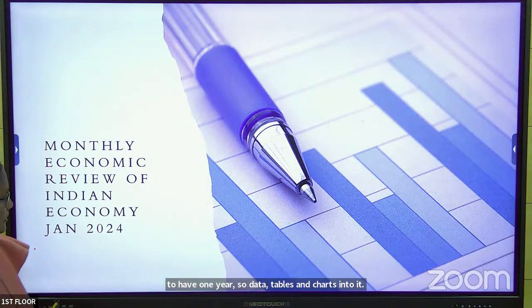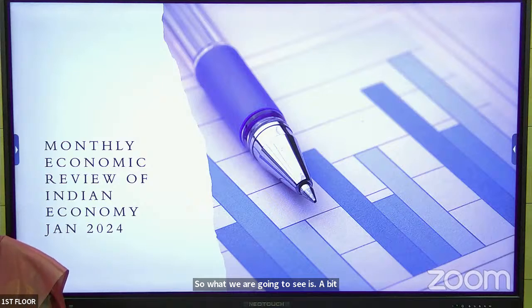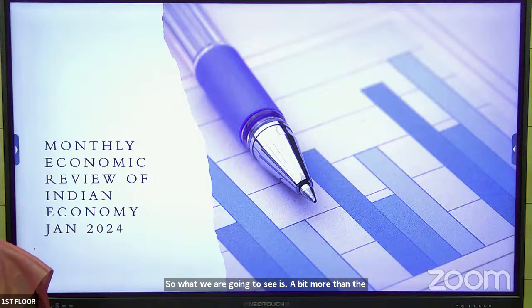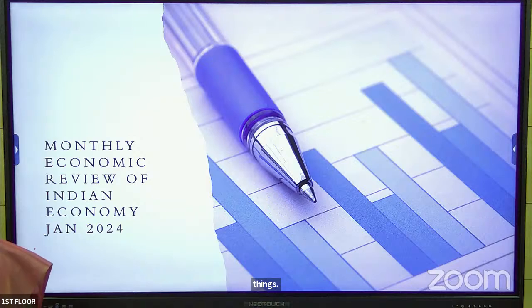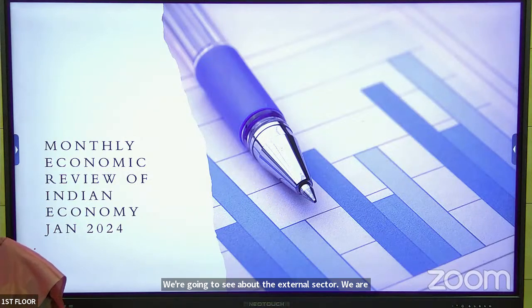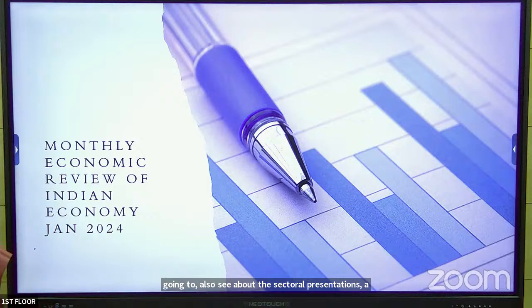So what we are going to see is a bit more than the budget values. We are going to see the GDP related things. We're going to see about the external sector. We are going to also see about the sectoral presentations, a few more expanded views than what the budget as such focused.